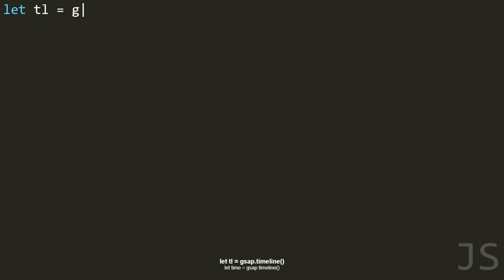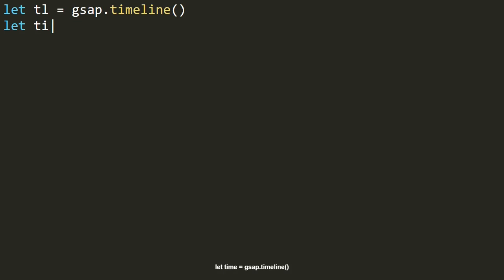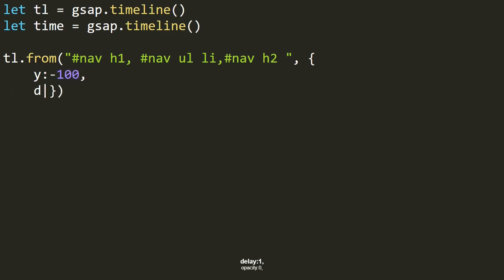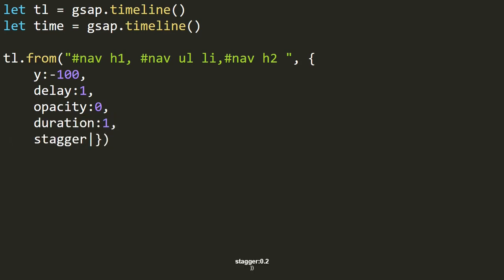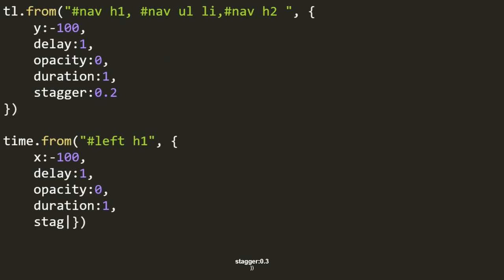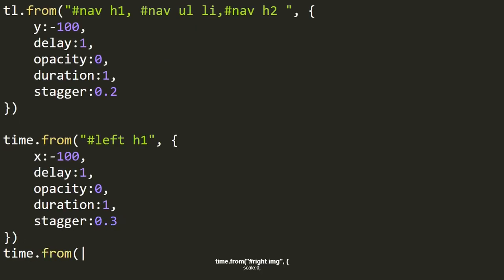Let tl is equal to gsap.timeline. Let tl2 is equal to gsap.timeline. tl.from nav h2, nav li, nav h2, y 100, delay 1, opacity 0, duration 1, stagger 0.2. tl.from left h1, x 100, delay 1, opacity 0, duration 1, stagger 0.3. tl2.from right img.